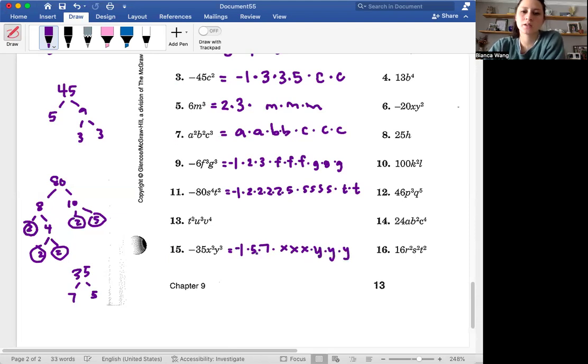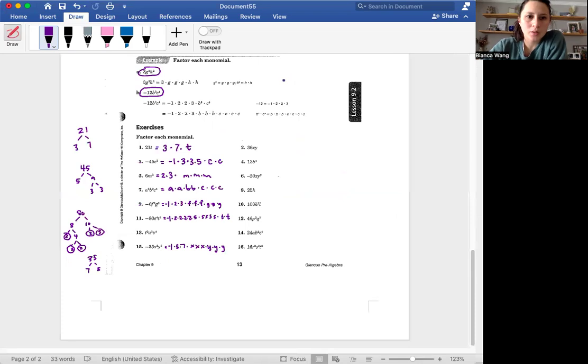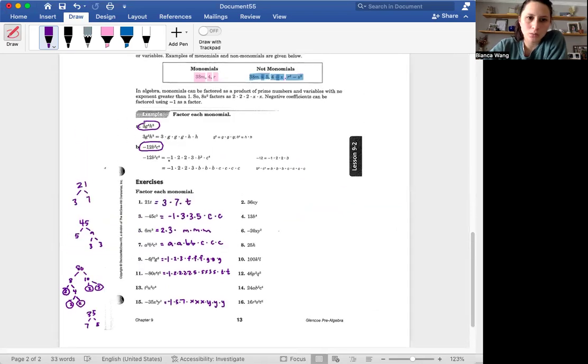There you go. Hopefully this isn't too overwhelming for you. That's all we're looking at today. It's just breaking down a monomial into all prime numbers by, if we need to, using the factor tree, and breaking down any exponents into the basic form of that variable. All right, that's all that I have.